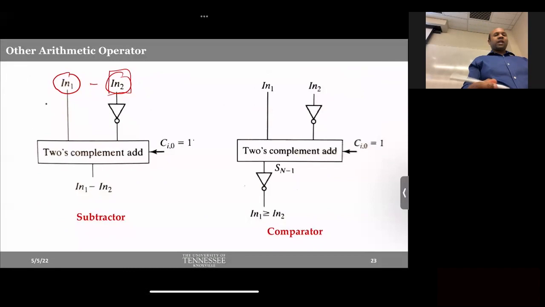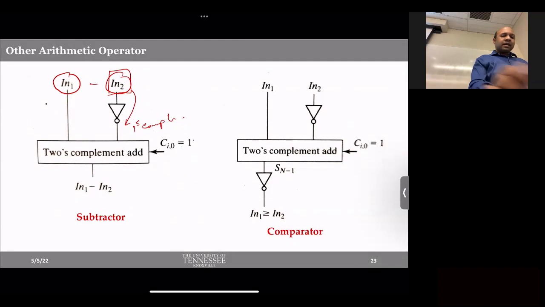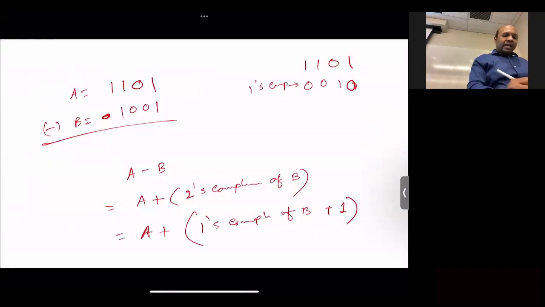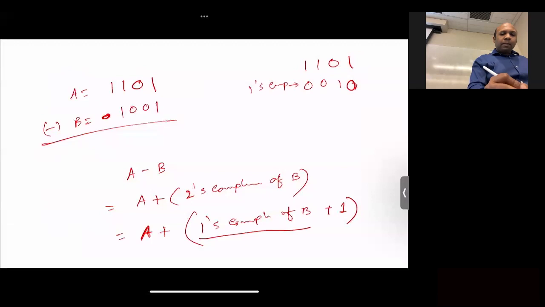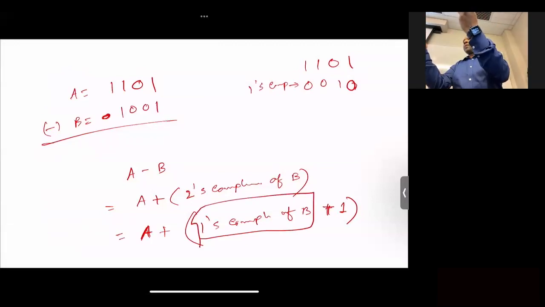Anyways, subtracting input 2 from input 1. And all we are doing is taking 1's complement of input 2 by using this inverter. And then you add A with 1's complement of B and 1. You just add these 3 numbers, right?